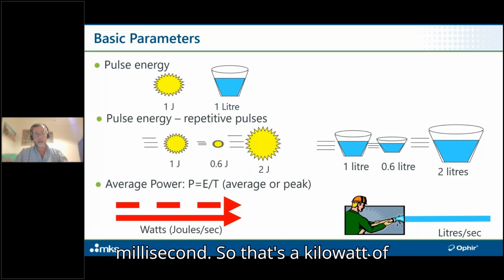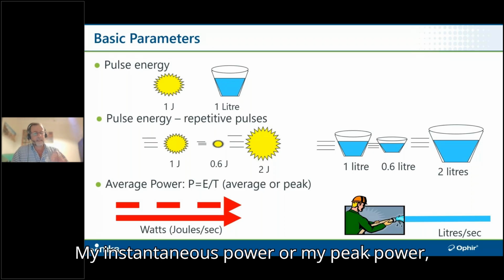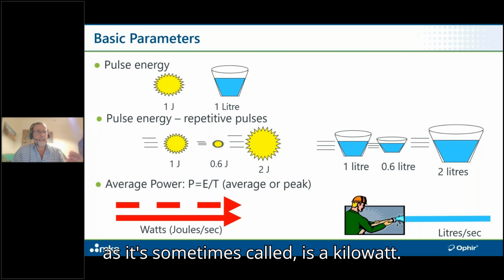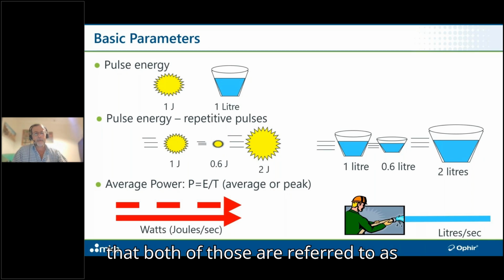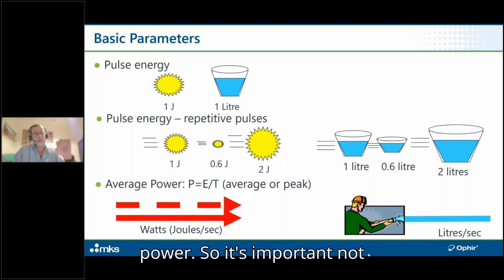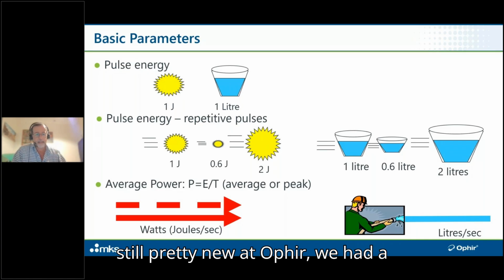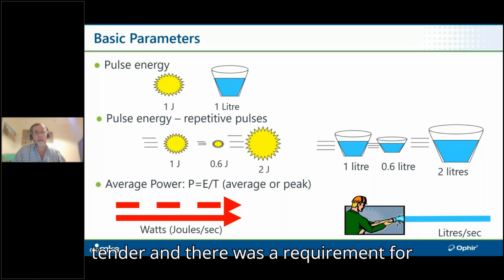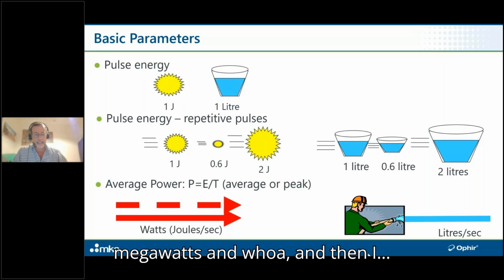So it's important not to get confused. I remember when I was still pretty new at Ophir, we had a tender and there was a requirement for measuring so and so many megawatts. And whoa! Then digging into the details of the question, I realized they were talking about the instantaneous power during a pulse. A couple joules, a few nanoseconds long. Okay, we're talking about instantaneous power of megawatts, even though the average power of the beam was just a handful of watts. So it's important not to get confused between the two.